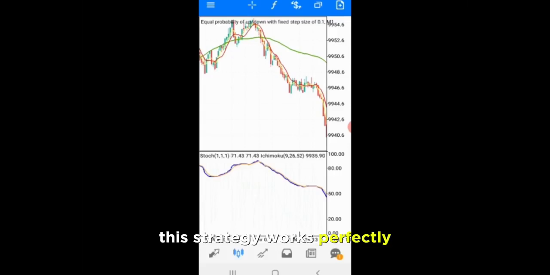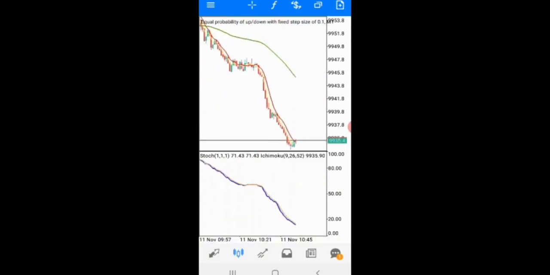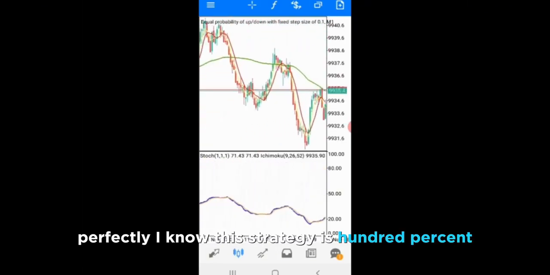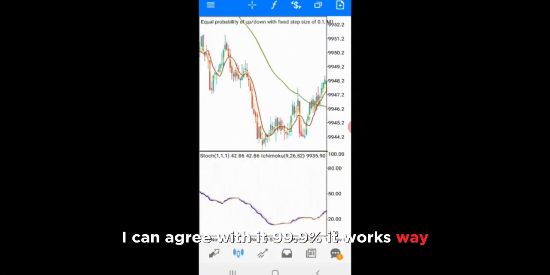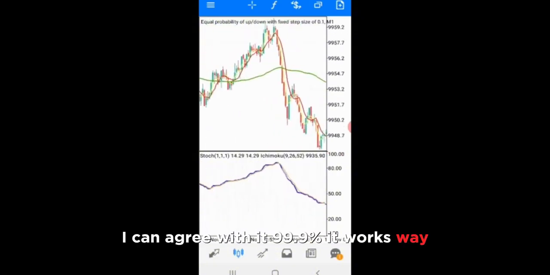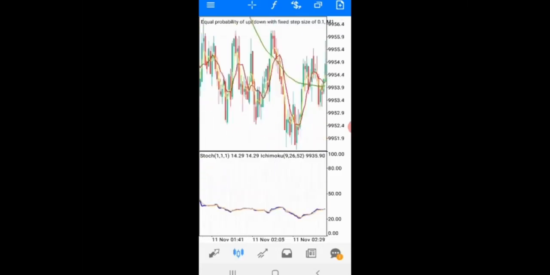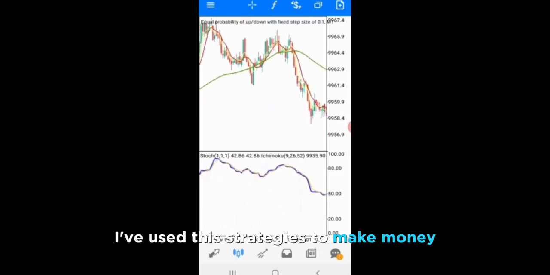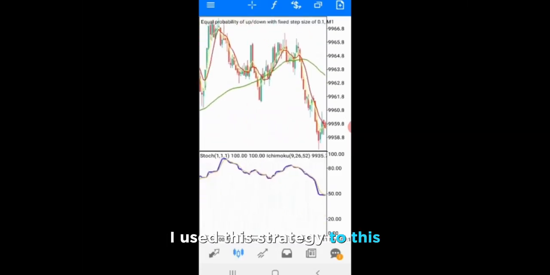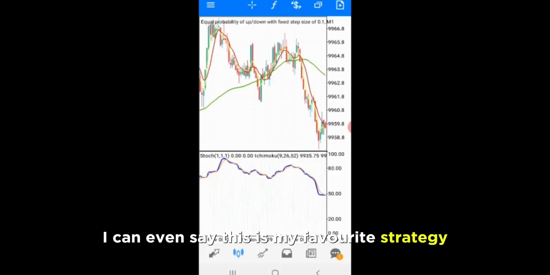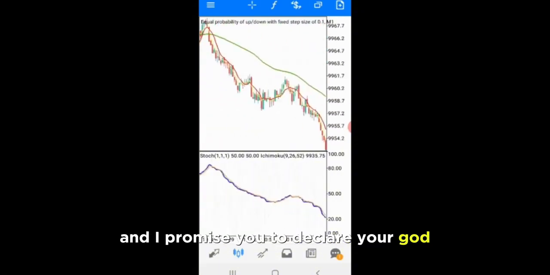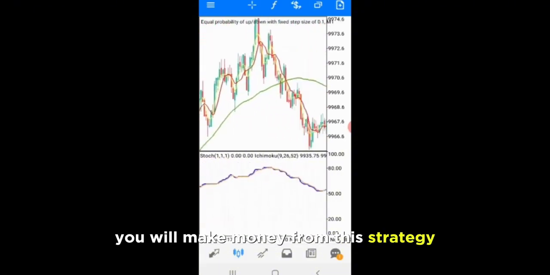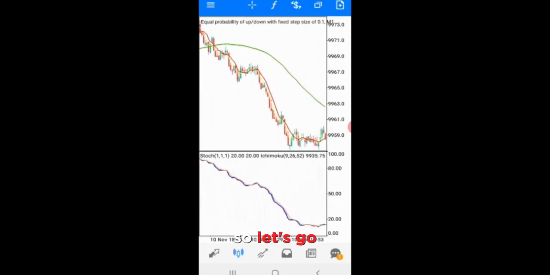This strategy works perfectly. I know no strategy is 100%, but this one works. I will rate it 99.9%. It works well. I've used these strategies to make money. I can even say this is my favorite strategy. And I promise you, to the glory of God, we will make money from this strategy. So let's go.